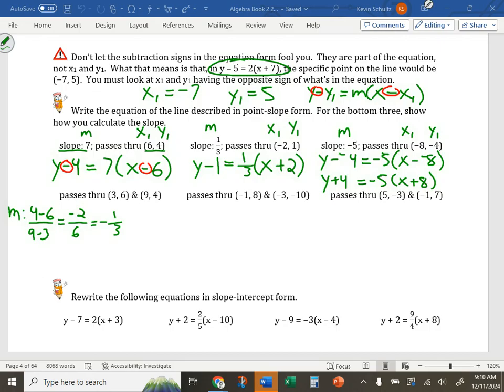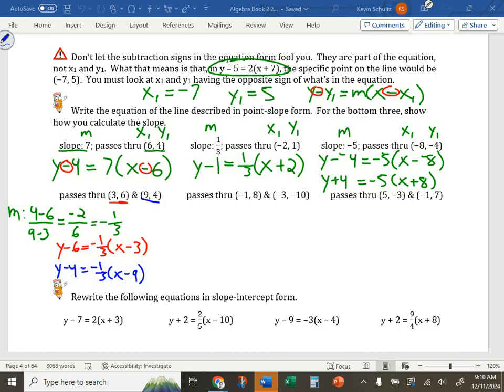So for an equation in point slope form, you could have y minus 6 equals -1/3 times x minus 3 if you use this ordered pair. Or if you use that ordered pair, your equation is y minus 4 equals -1/3 times x minus 9. There are two options here, because you have two ordered pairs that the line passes through. You need both of them to get the slope, but once you get the slope, you only need one of them to put it into point slope form.